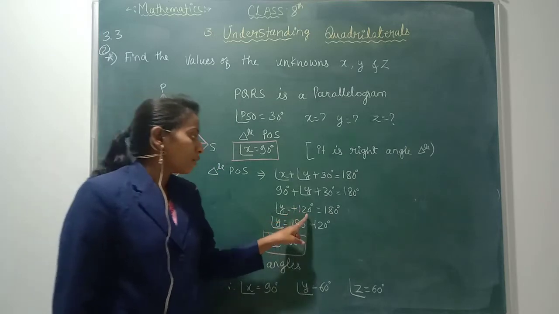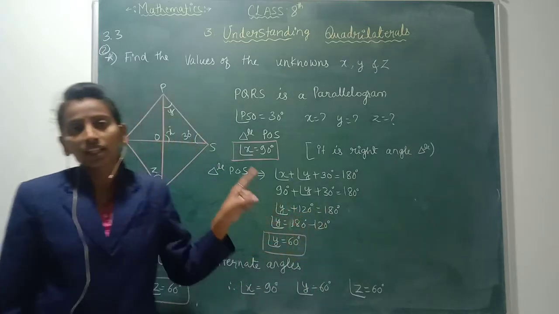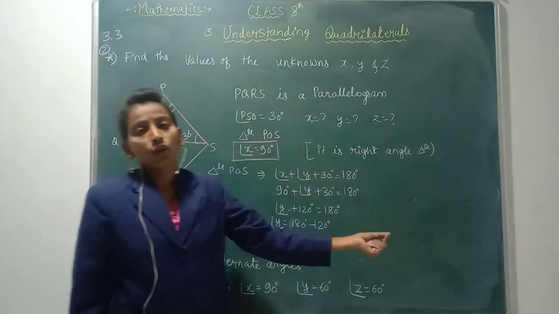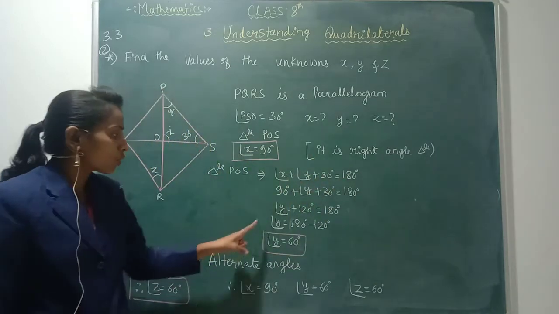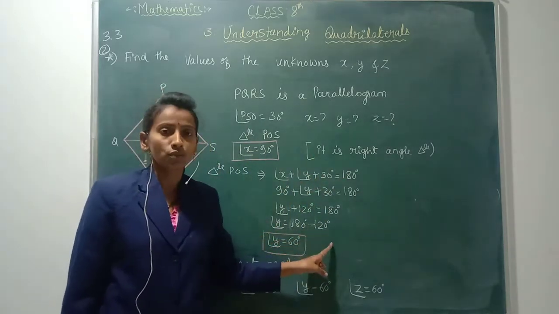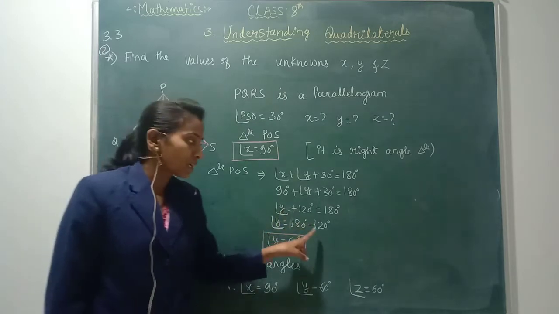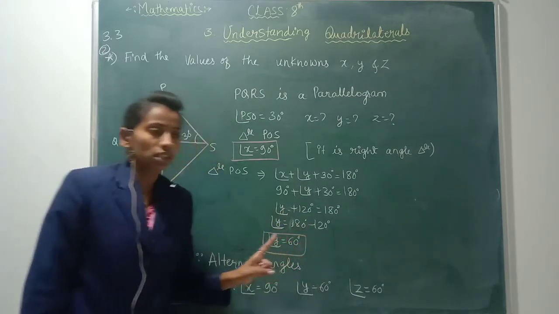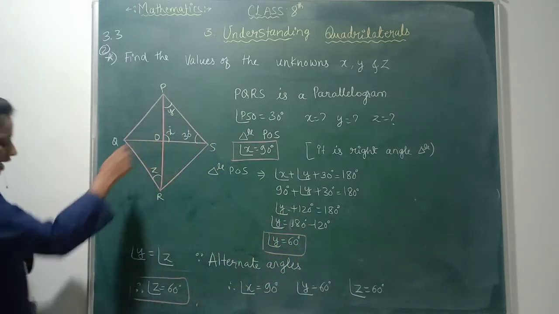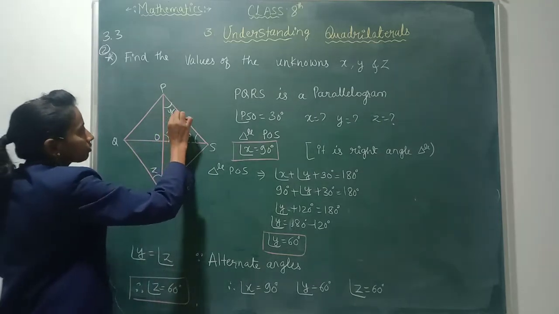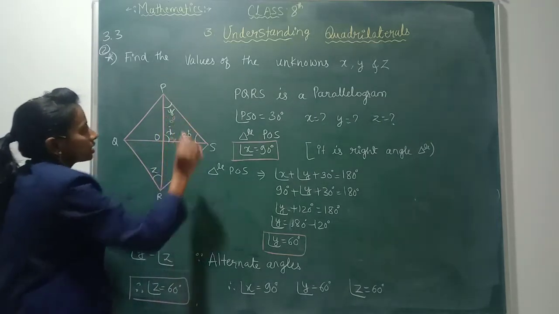So with that Y, 120 is there, we are removing that 120, means we are transposing 120 to the RHS side. So Y is equal to 180 minus 120. In 180 if you subtract 120 you get 60, means Y value we got as 60 degrees. This is 90, this is 60.